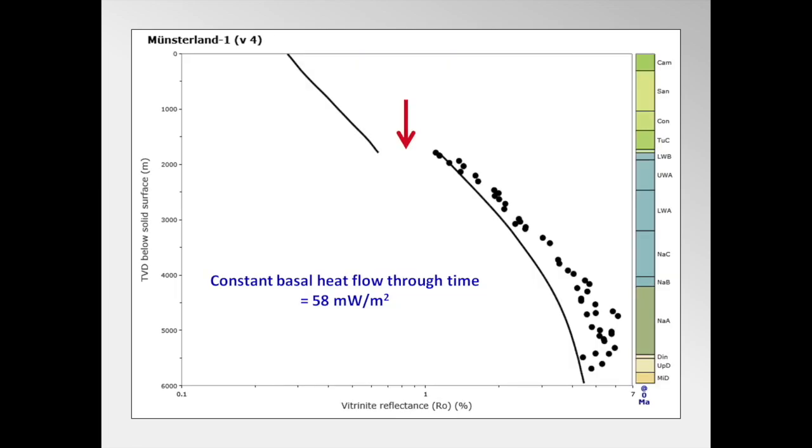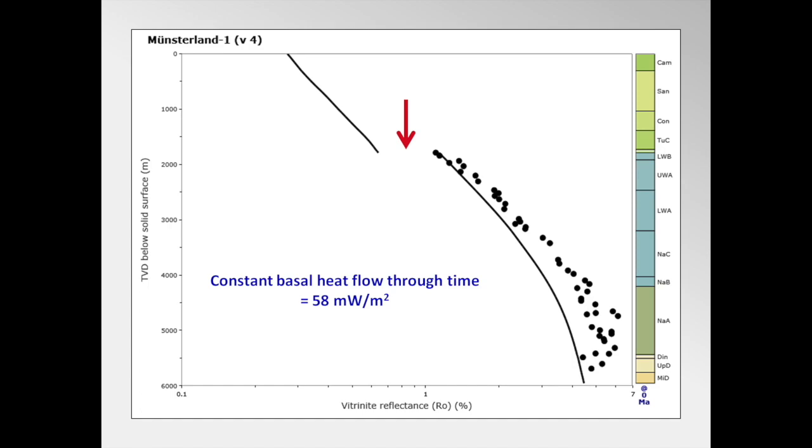Using a constant basal heat flow of 58 milliwatts per square meter through time, our calculated reflectance profile, shown by the two detached black line segments, does not completely fit the measured Ro data, although the values at the top of the Carboniferous agree pretty well, and the calculated slope is only a bit too low.